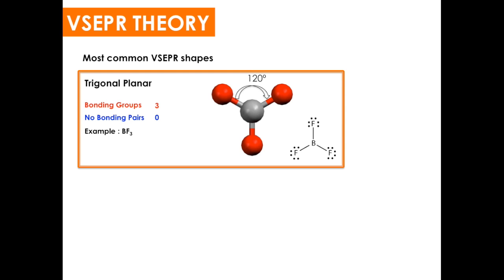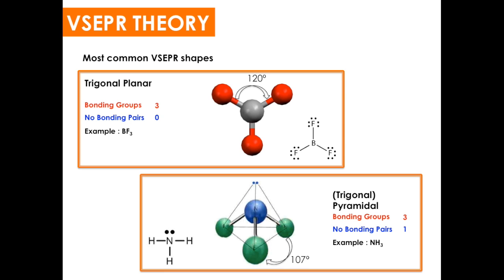We pass to three bonding groups with trigonal planar. Here, we can see no pairs of electrons unused. Our example is boron trifluoride, and we can see a 120 degrees separation between each one of them. The next one is very similar, also with three bonding groups, but we have one pair of electrons unused. Our example is nitrogen trihydride, and we can see the lone pair of electrons on top pushing the hydrogen atoms down, making a 107 degrees separation between them.